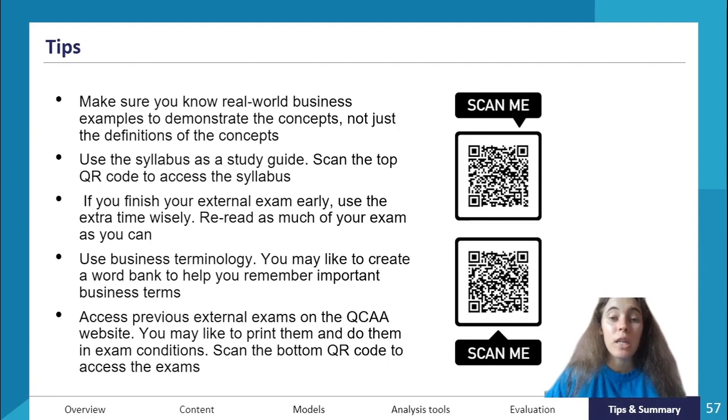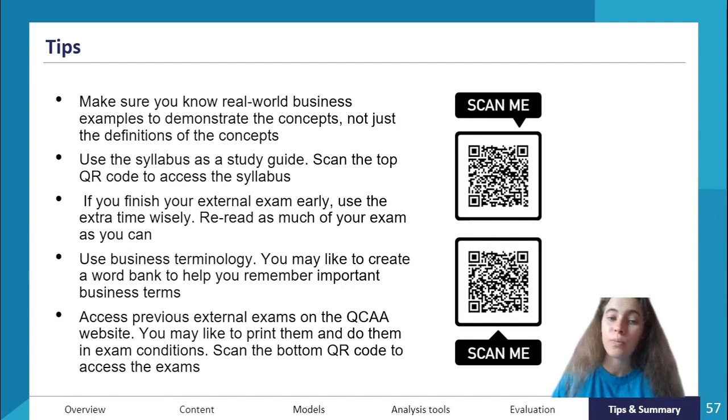So I recommend using the syllabus as a study guide. Anything that is not in the syllabus can't be covered in the exam or in any of your assessment pieces. Anything that is in the syllabus may be covered. So using that as a study guide is something that's pretty foolproof. So you can scan the top QR code there to access the syllabus, or also just go to the QCAA website as well.